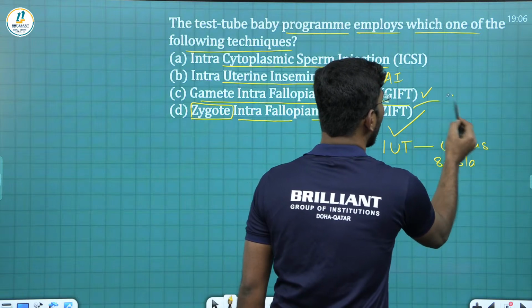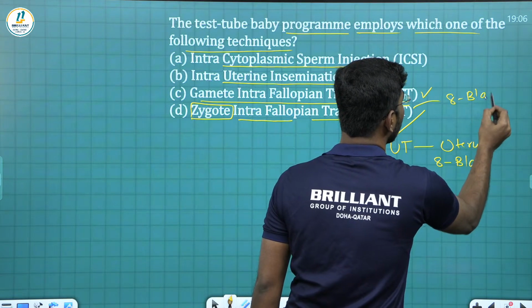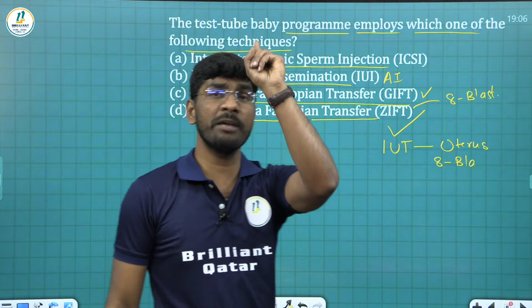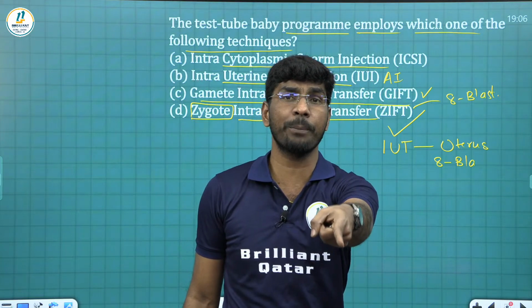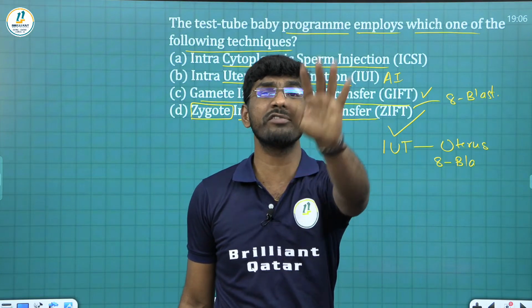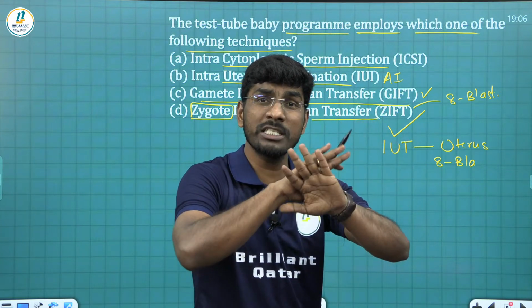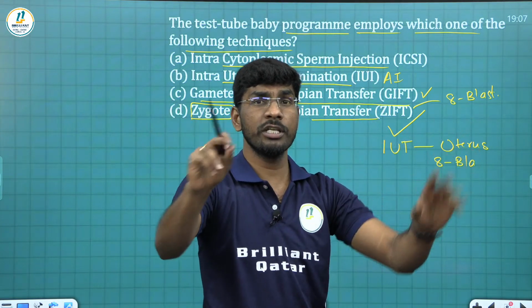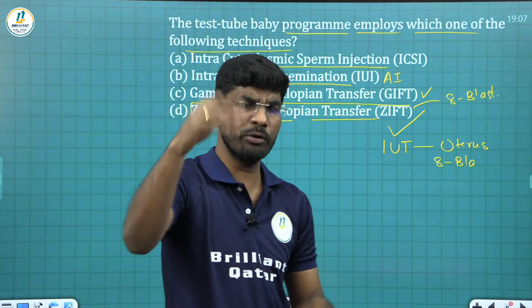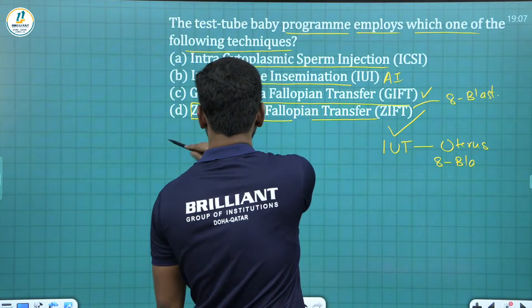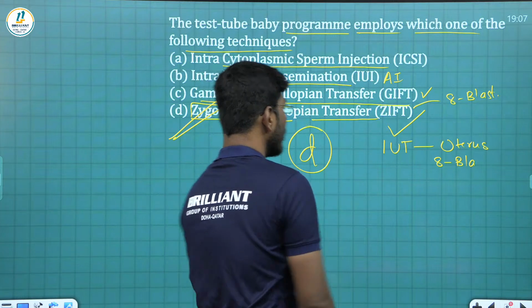But here, ZIFT, up to 8 blastomeres. Up to 8, what, tell me? Blastomeres. Remember, you must be perfectly prepared on these topics before you enter the final exam. We have 10 days. Prepare thoroughly, each day one chapter. This time 99, 100 out of 100 should come, but if one mistake is there, 99, okay. So what is the answer, tell me? Option D is the right answer.